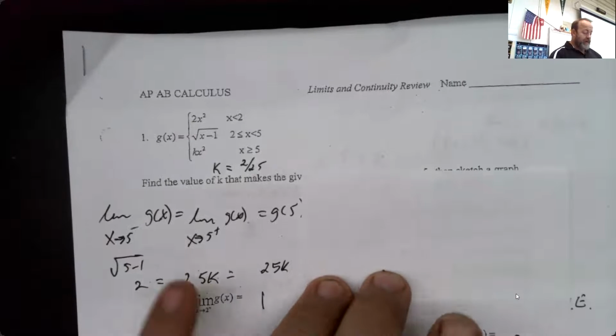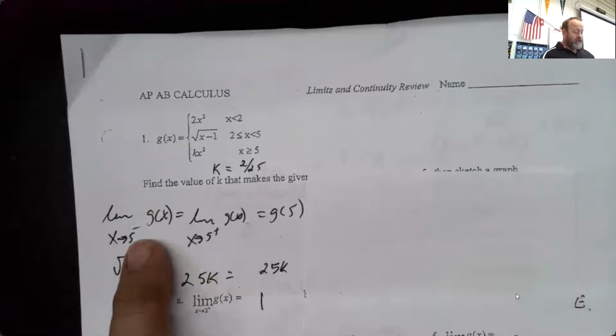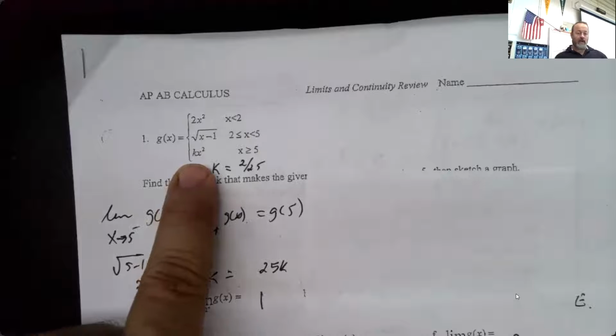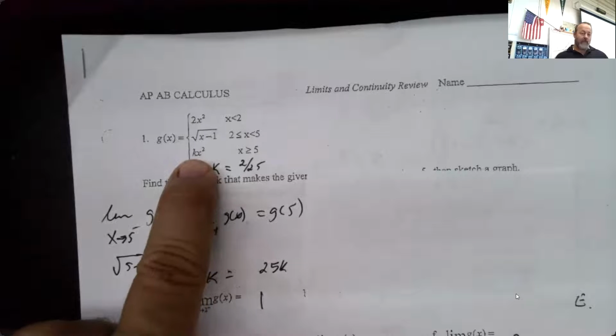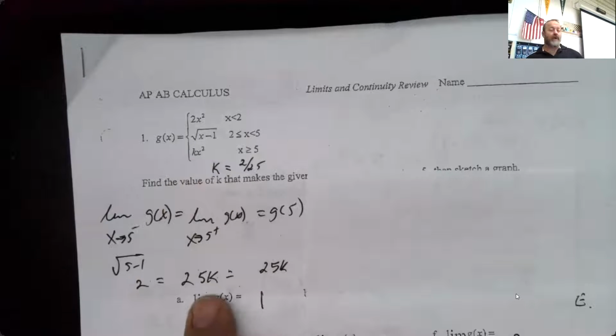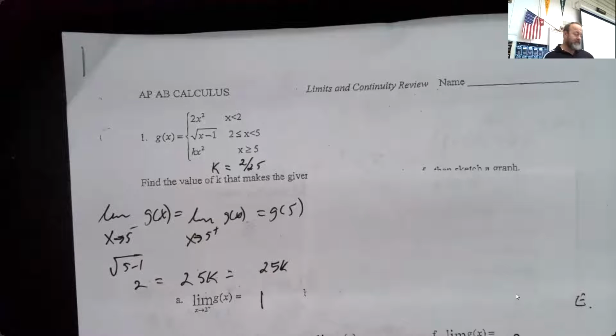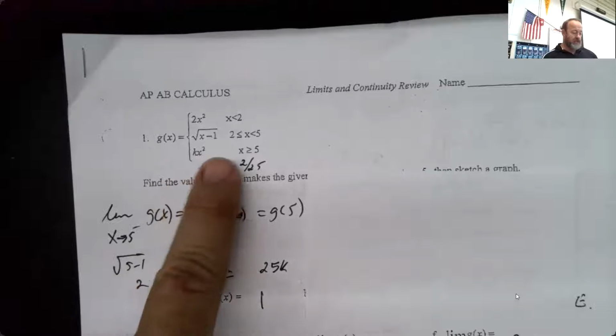When I did that problem, I noticed that as I got really close to the number 5 from the left, I got the square root of 5 minus 1, which gave me 2. But 5 from the right is this piece right here. 5 squared is 25, so from the right side it looks like 25k. Now, obviously, I could say g of 5 is 25k itself, but that's kind of pointless to write down because it's just attached to the same equation here.